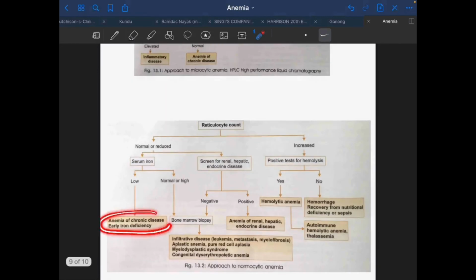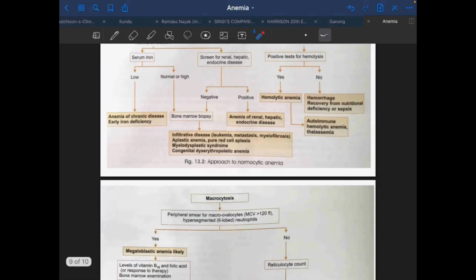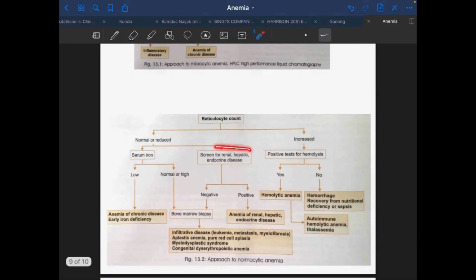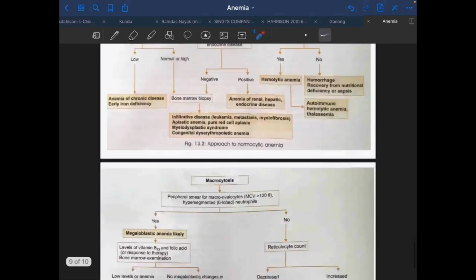The same thing we are doing here, or it might be a sign of early iron deficiency. Okay, next, if the serum iron level is normal or high, then we have to go for bone marrow biopsy, looking for any other malignancies, that is, bone marrow infiltrative disorders. If it is normal, we have to screen for renal and hepatic endocrine diseases to find out any particular renal or hepatic chronic diseases leading to anemia, or else again bone marrow biopsy for bone marrow diseases, infiltrative disorders like leukemia and all.